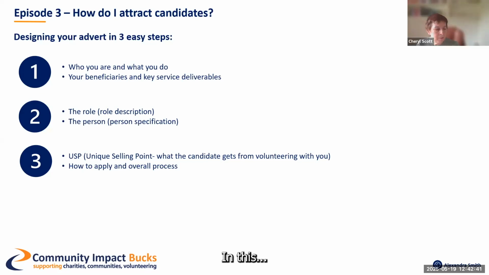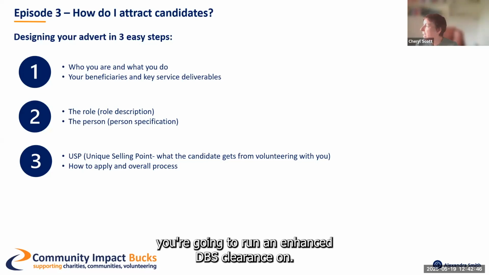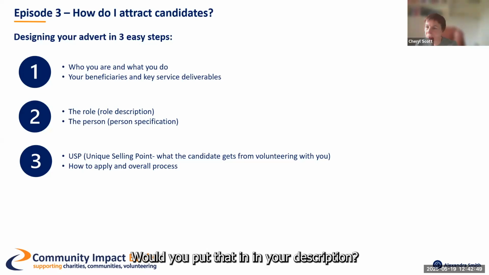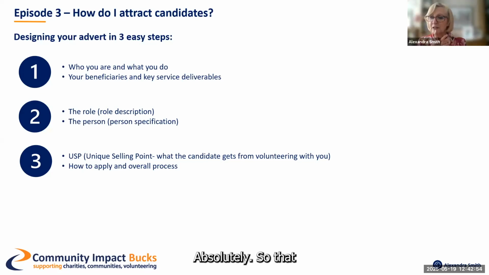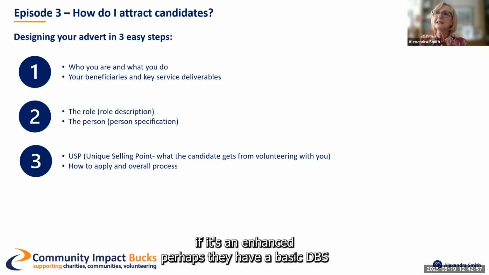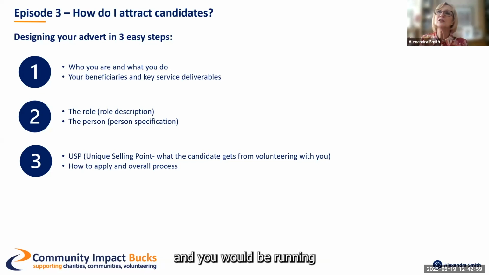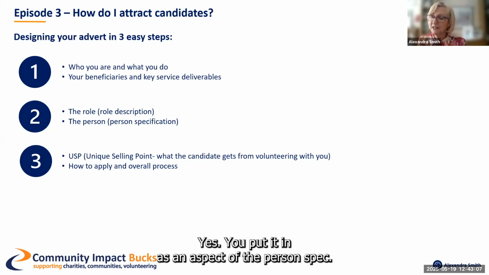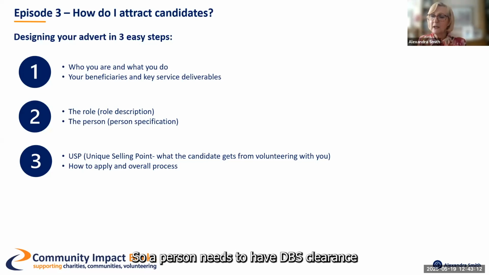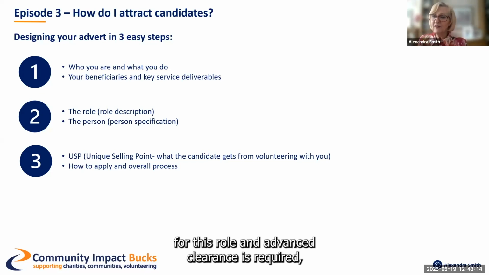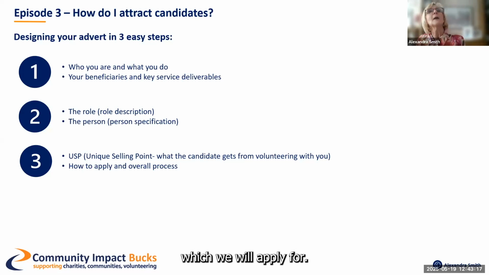If you need somebody who you're going to run an enhanced DBS clearance on, would you put that in your description? Absolutely. So that if it's an enhanced, perhaps they have a basic DBS and you would be running the advanced, you would actually describe that. Yes, you put it in as an aspect of the person spec. So a person needs to have DBS clearance, and for this role, an advanced clearance is required, which we will apply for.